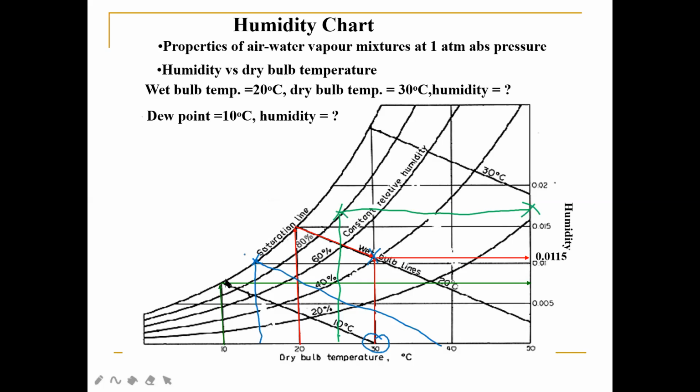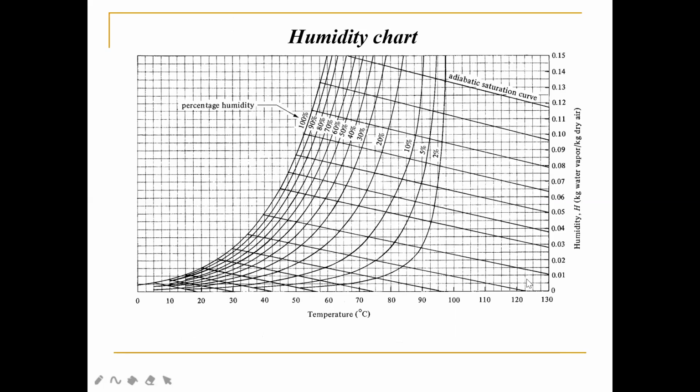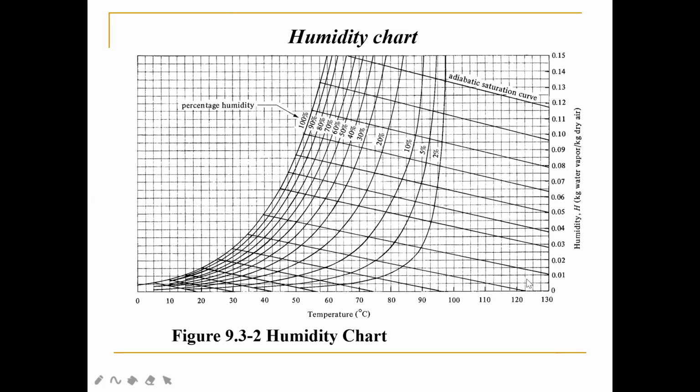So this is the point where those lines cross each other, and you can straight away read the humidity over here. In this case it's 0.085. All right, so that's how you read a humidity chart. And in your Coulson and Richardson book, you can find the humidity chart in figure 9.32. You will be using this humidity chart a lot in your exam, in your test. So you have to be really good at reading the chart.